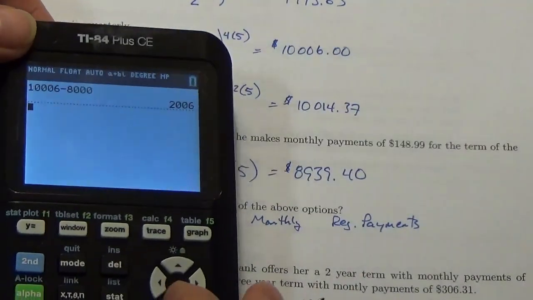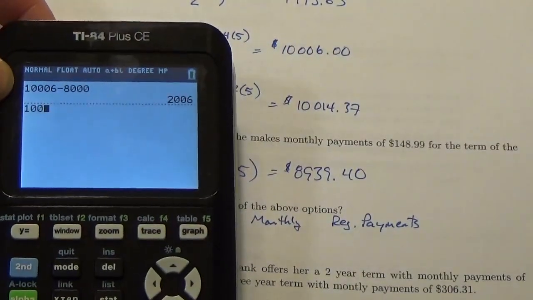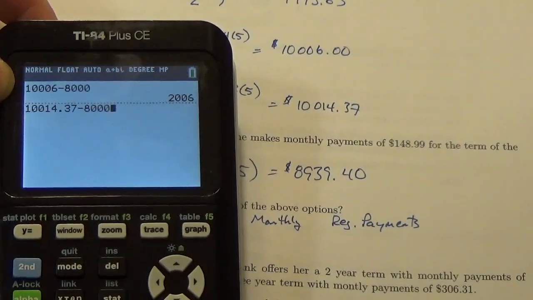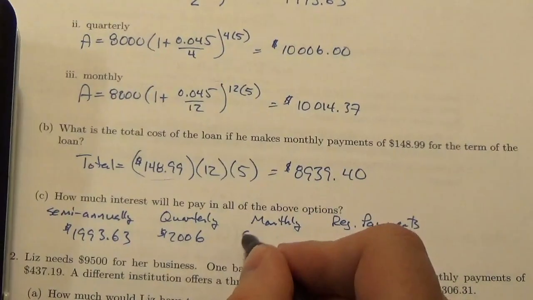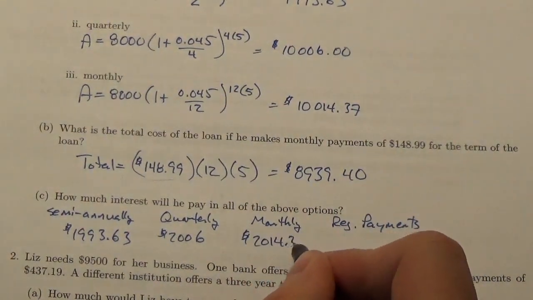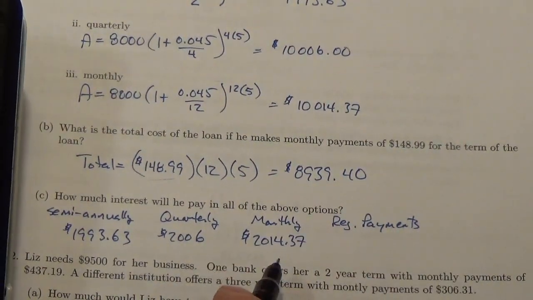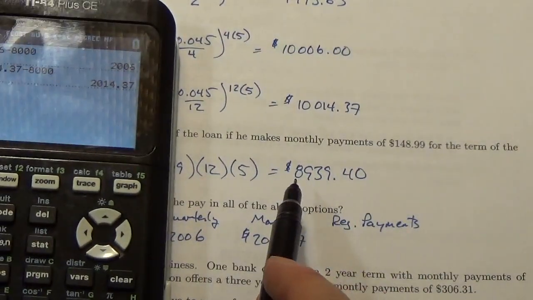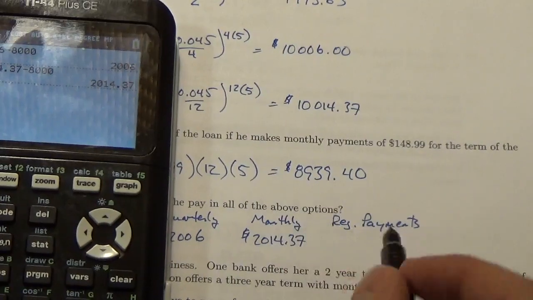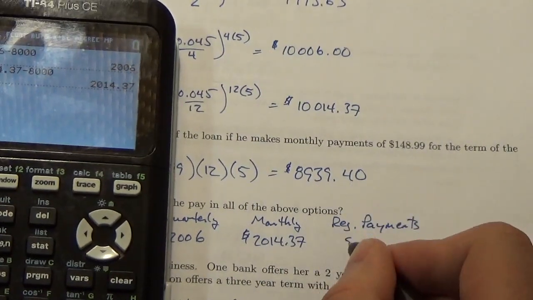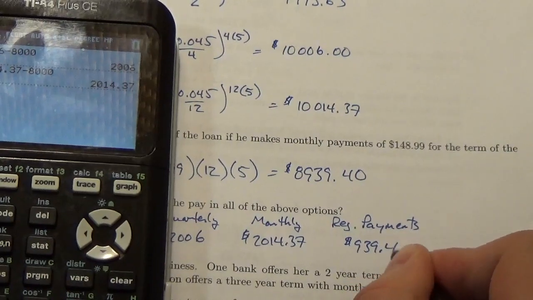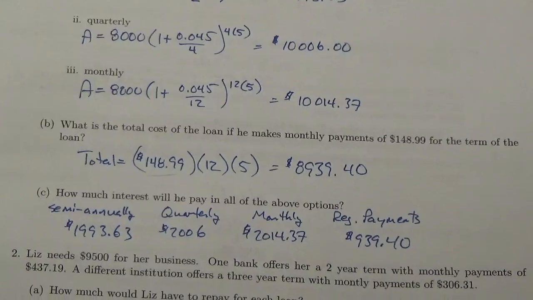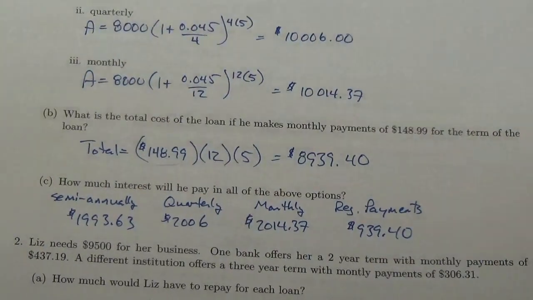When we went monthly, we paid $10,014.37, but we owed $8,000. So he spent $2,014.37 in interest. But for the regular payment one, and actually this one's a little bit easier to calculate, we spent $8,939.40. Well, that is $939.40 larger than $8,000. So by making those regular payments, we pay back less in interest.